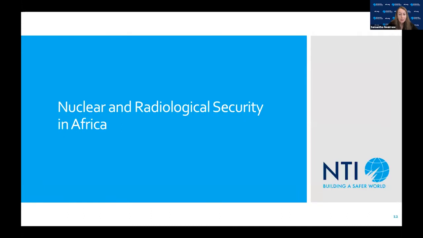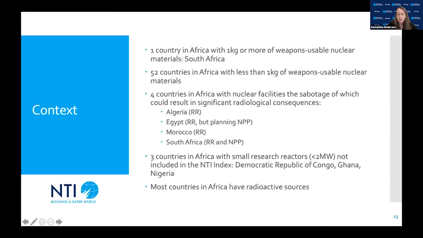So getting to Africa, just a bit of context, and many of you probably already know this, but I thought I would at least give a quick overview. South Africa is the only country in Africa with 1 kilogram or more of highly enriched uranium or separated plutonium. And there's 52 countries in Africa with less than 1 kilogram. So we look at those separately in different rankings.